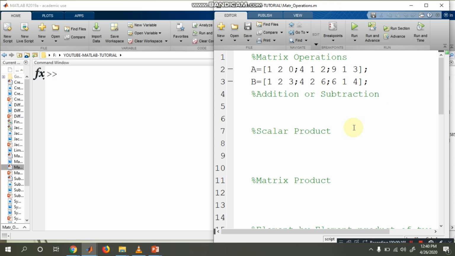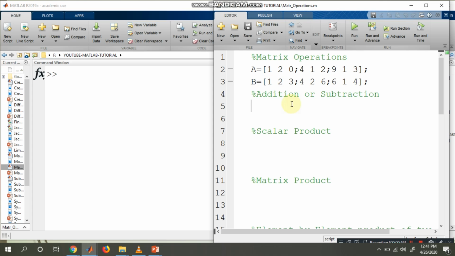Suppose like this, I am taking two matrices A and B. Suppose this is one 3 by 3 matrix. Randomly I took the entries. Similarly for B, this is another 3 by 3 matrix. To add or subtract any two matrices, the matrices should have the same size. Now observe here, A is 3 by 3 and B is 3 by 3.